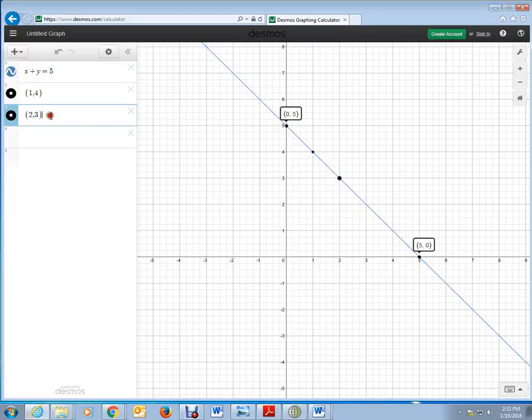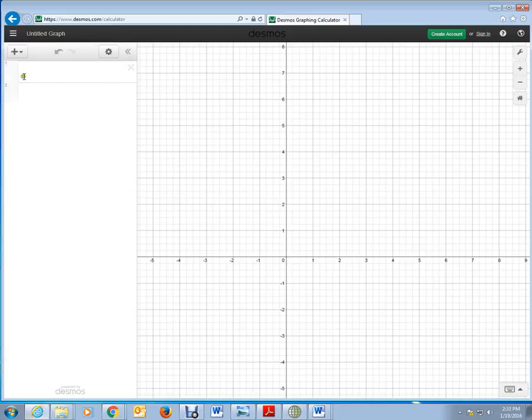Okay, let's click out of a couple of these. We'll take off those. And let's try another line, lines that students typically have trouble with. So let's try to graph the line x equals -2.